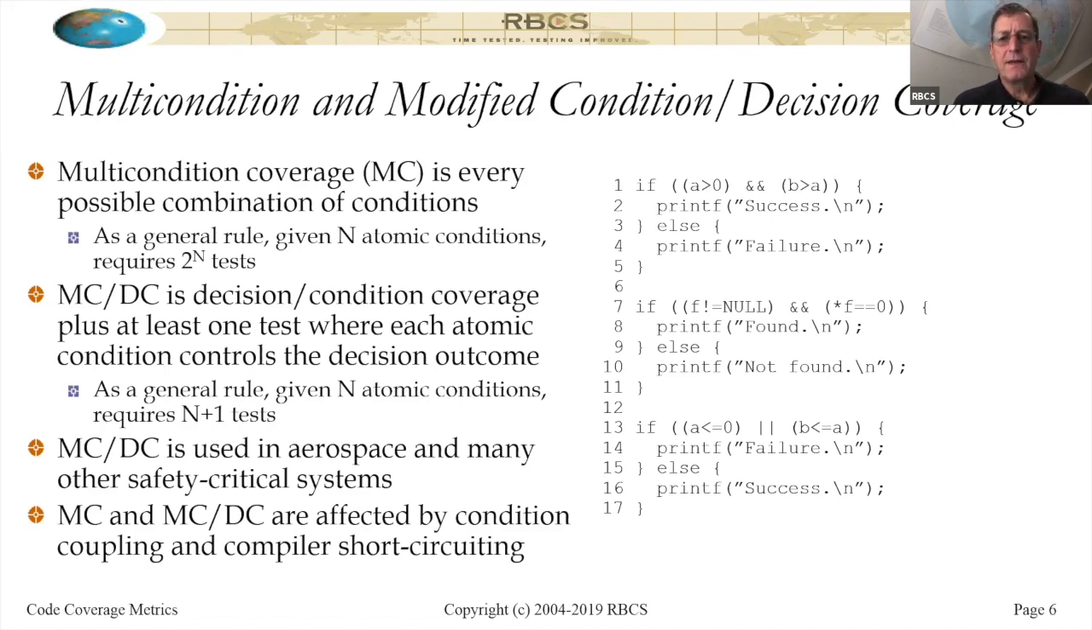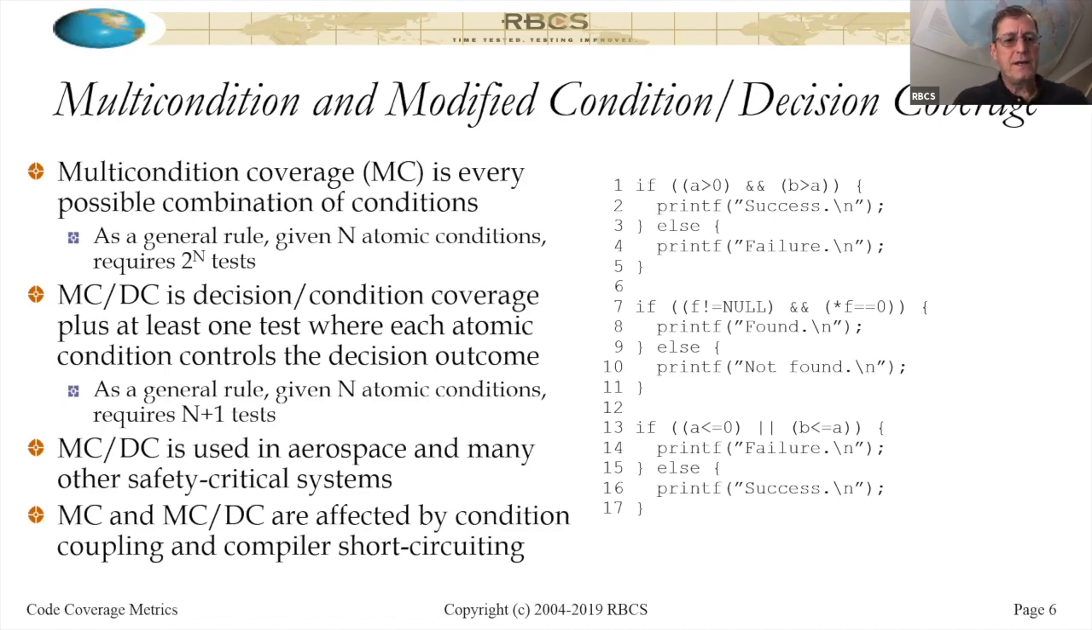big deal, but think if we had 3 atomic conditions in line 1, for multi-condition coverage, we would need 2 to the 3rd or 8 tests. But for MCDC, we only need 4 tests, which is half the number, right? And it gets more dramatic as the number of atomic conditions goes up. So if we had 4 atomic conditions, you'd only need 5 tests rather than 16.